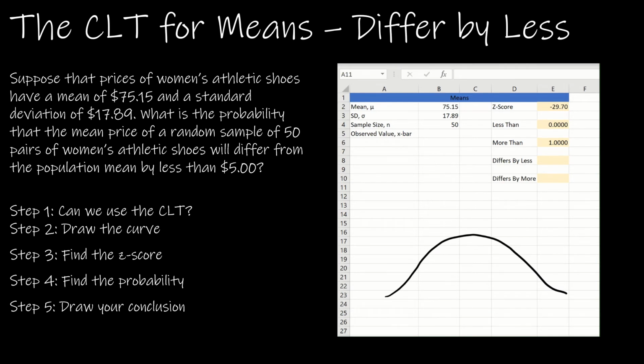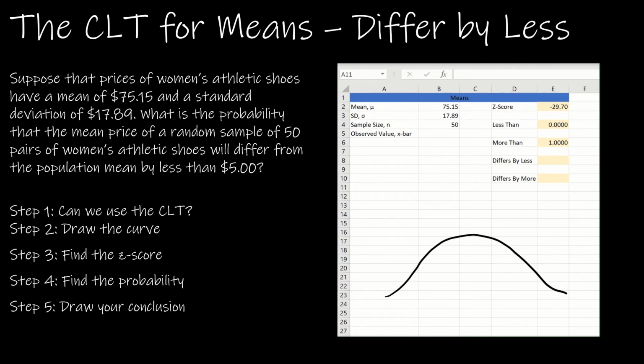Now let's take a look at a differs by less and a differs by more question. And again, I always find it helpful to take a look at the picture in these. So on all of them I say draw the curve, but I really haven't drawn the curve because I can visualize it in my head. But as you get to differs by less or differs by more, it might be helpful to draw the curve. So first of all, we're looking at prices of athletic shoes. We're looking at a sample size of 50. So yes, I can use the central limit theorem.